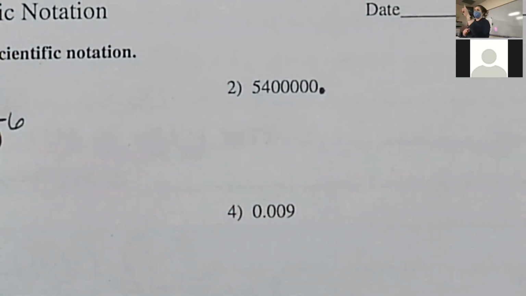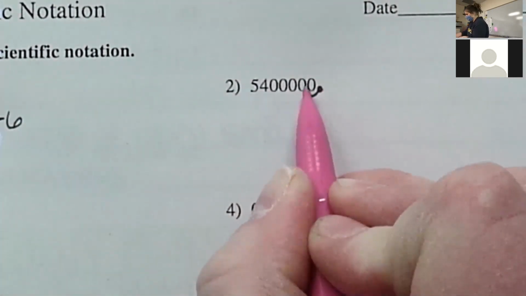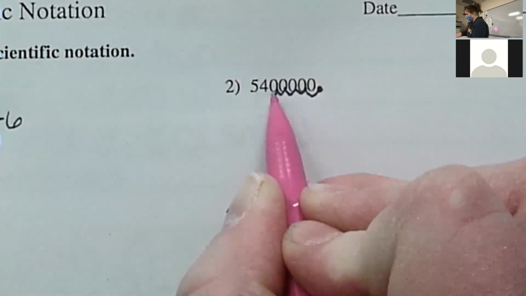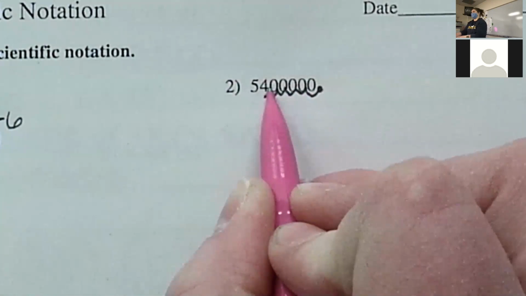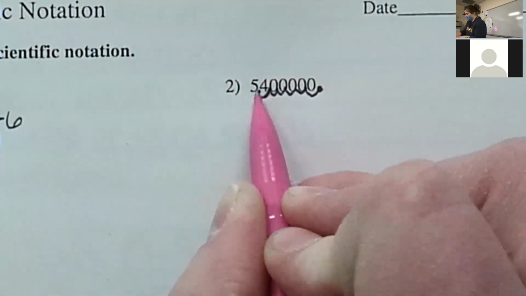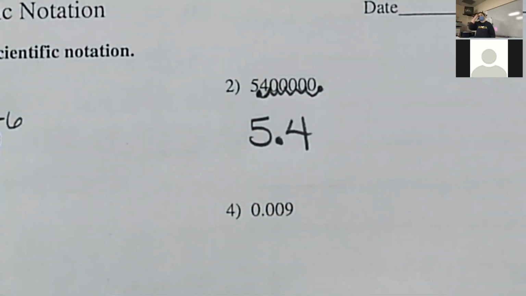Now, is there only one digit in front of the decimal between 1 and 9? No, right? There's a whole bunch of stuff before it. So keep moving it over. If I stop right here, that would be 2 digits in front of the decimal. Don't want that. So I have to keep going. So I have to stop between the 5 and the 4, right? So I have 5.4. Everyone agree?